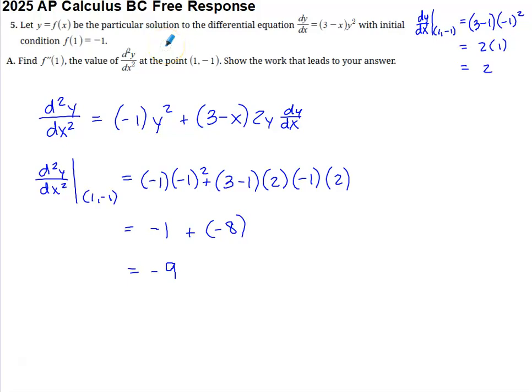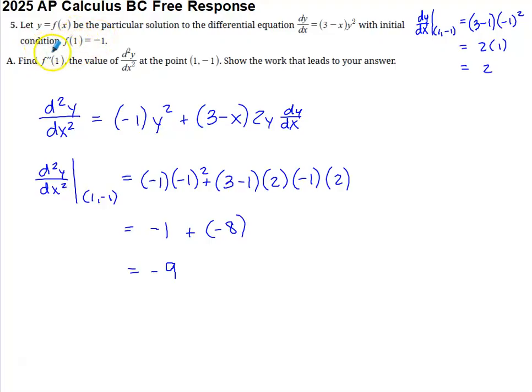This is FRQ number 5 from the 2025 AP Calc BC exam. This problem involves a little bit from AB and a little bit from BC. They tell you y equals f of x is a particular solution to this differential equation that has the initial condition when x is 1, the y value is -1.